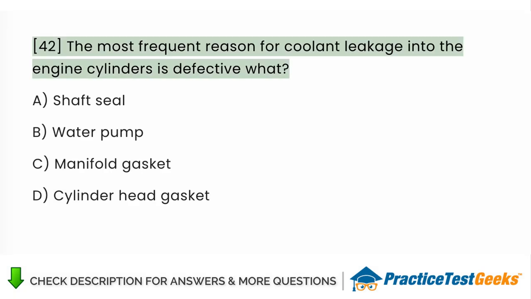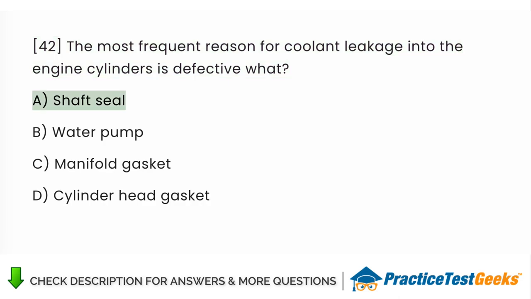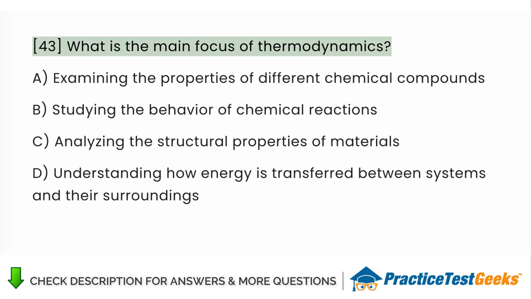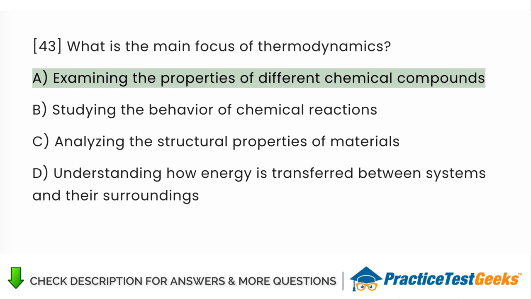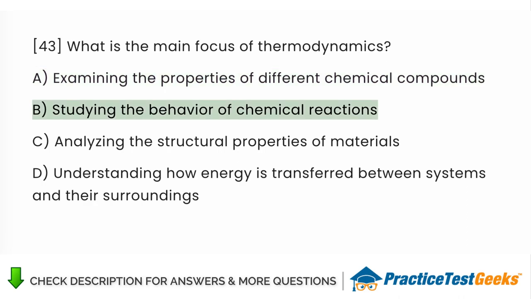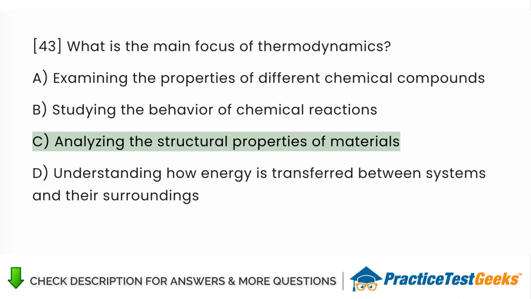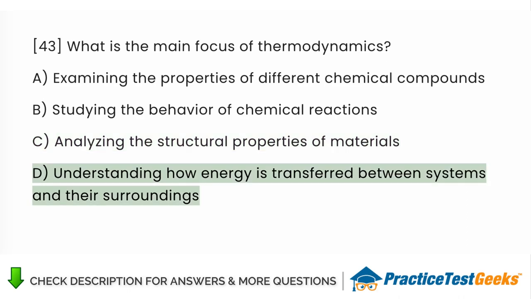The most frequent reason for coolant leakage into the engine cylinders is defective what? A. Shaft seal. B. Water pump. C. Manifold gasket. D. Cylinder head gasket. What is the main focus of thermodynamics? A. Examining the properties of different chemical compounds. B. Studying the behavior of chemical reactions. C. Analyzing the structural properties of materials. D. Understanding how energy is transferred between systems and their surroundings.